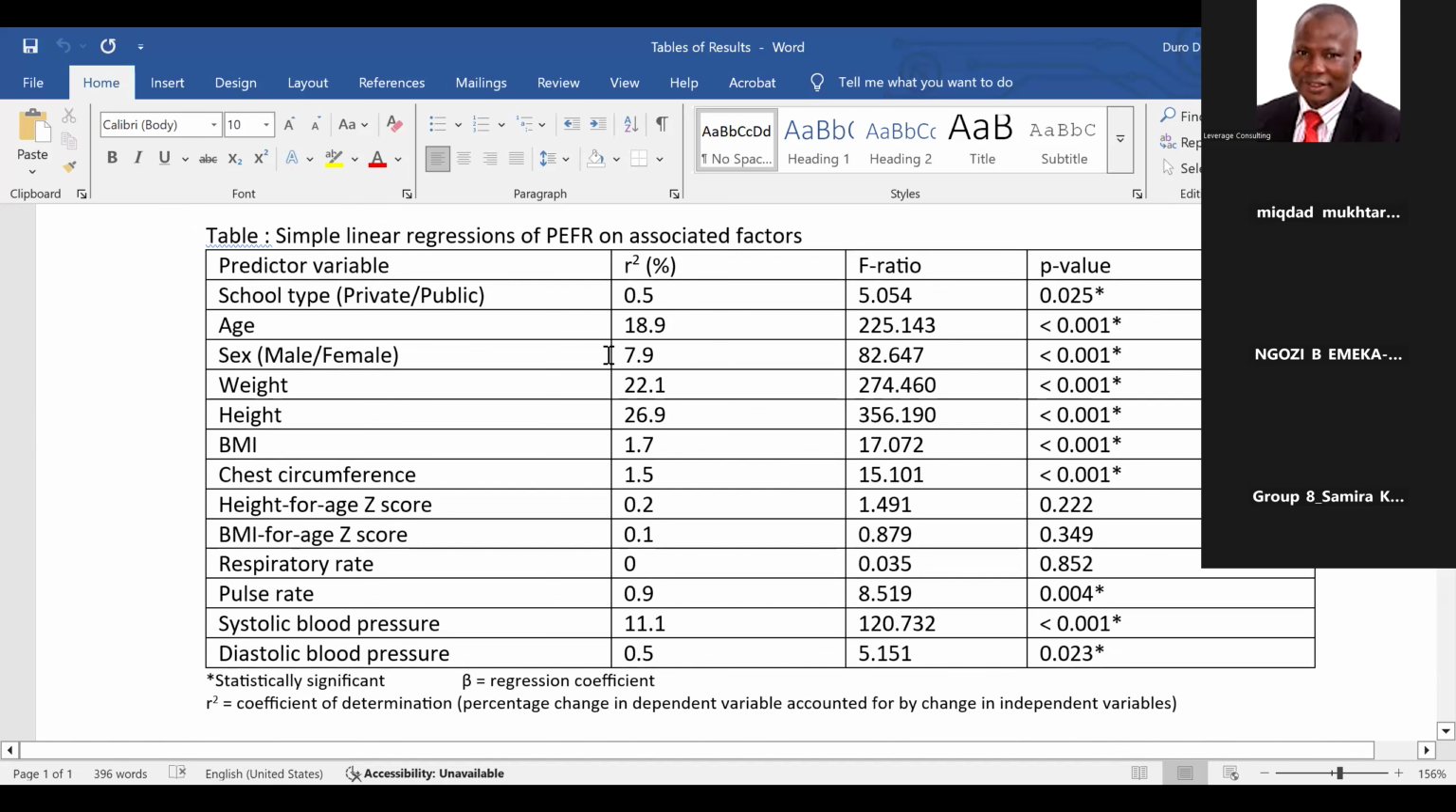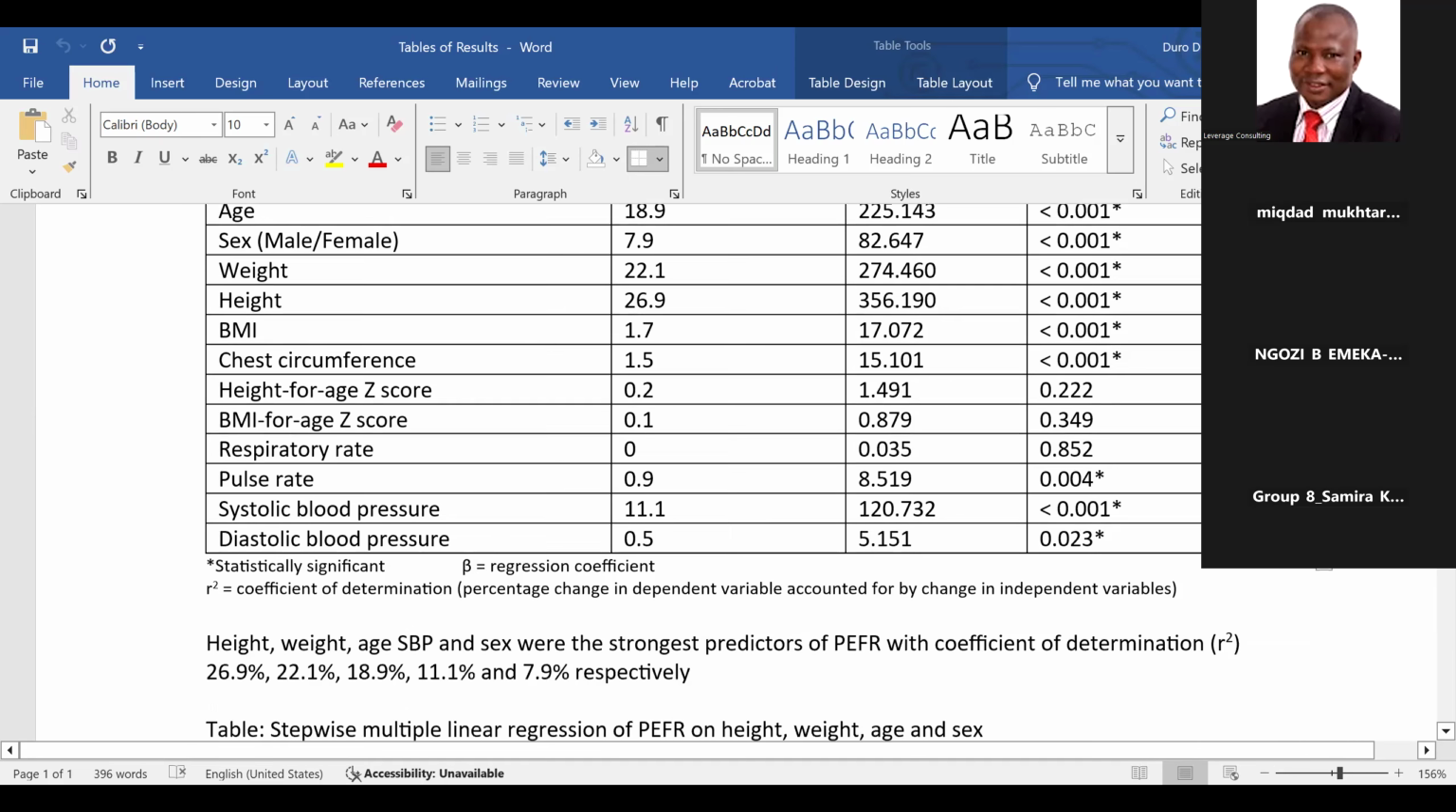School type, private. Look at the different things I use there to screen. Simple regression, R square for each of them, F ratio, P value. You see that age is 18.9% on its own. For sex, either male or female, because we discovered that males have a higher average respiratory rate, you now use female as a reference. How many times is a male more than the female? That's 9.7.9. If you want to know for female, we code female 1, male 0. But because we know that male is higher than the female, that's why you use this one. Weight 22.1, height 26.9. Can you see now? BMI 1.7. This is where we screen them.